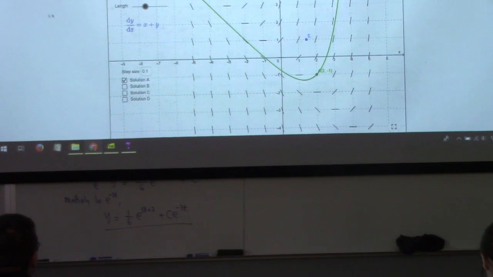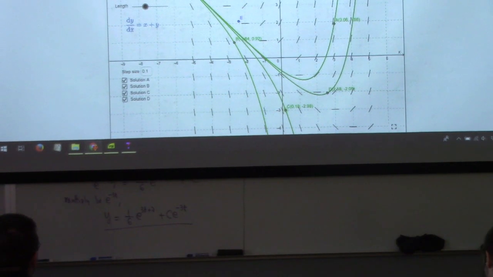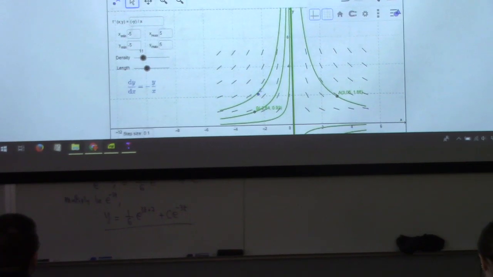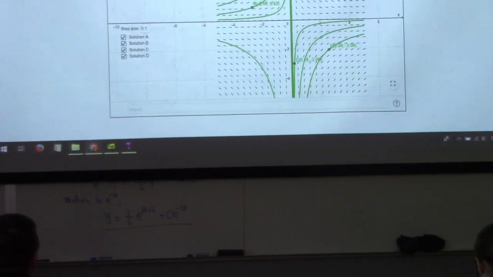So let's see here. Here's a few different solutions. What did we look at? dy/dx equals what? How about minus y over x? So this one has solutions which are what? See that one constant gives us these two different branches of the hyperbola? Oh, look, more.